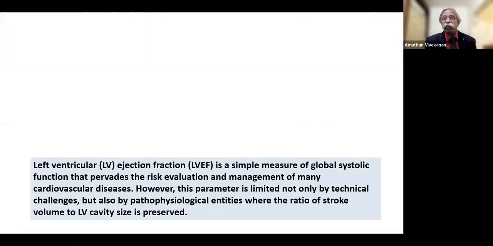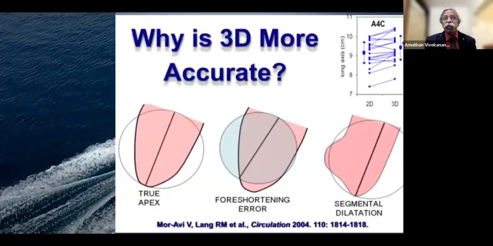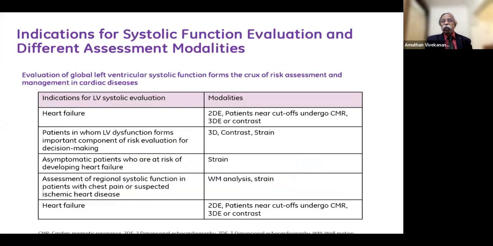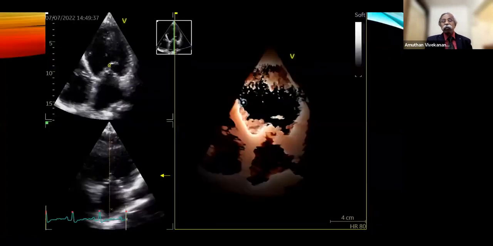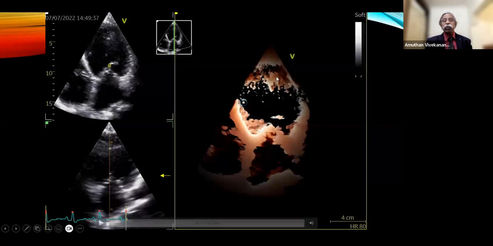Ejection fraction is a simple measure of global systolic function. And 3D is always more accurate. The true apex is identified. Foreshortening error is not there. Segmental dilatation can be identified very easily. So the ejection fraction calculation can be done in 3D, a very easy method. You can see here only two points. One is placed over the apex, the second is placed over the midpoint.